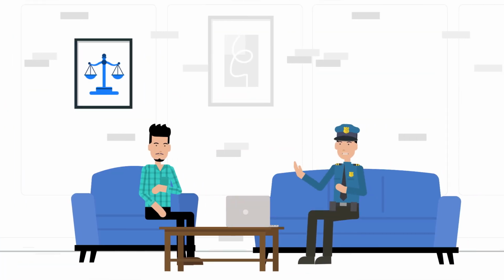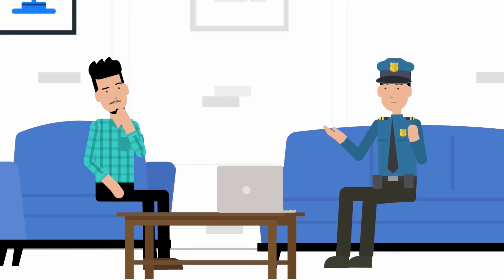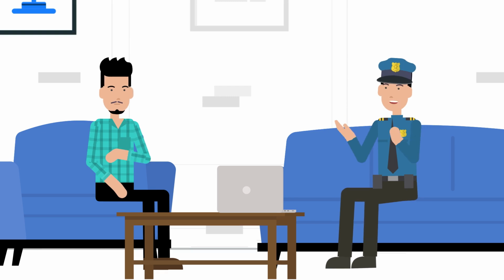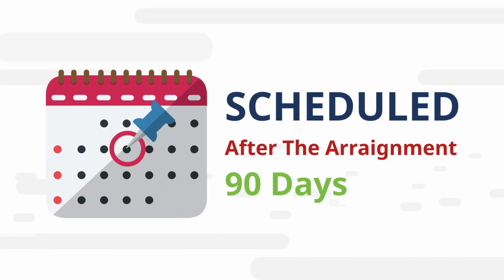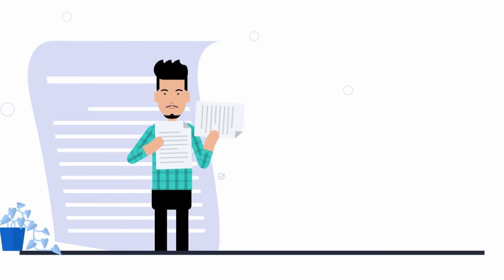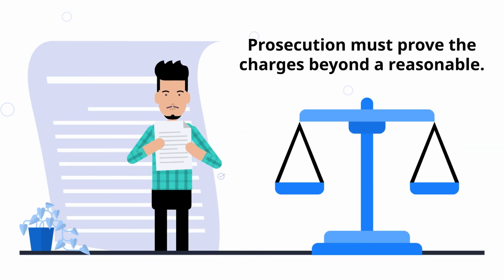The pre-trial conference is a time for both sides to negotiate a possible plea deal before going to trial. Finally, the trial is scheduled 90 days after the arraignment. Not all cases go to trial, but if they do, the prosecution must prove the charges beyond a reasonable doubt.